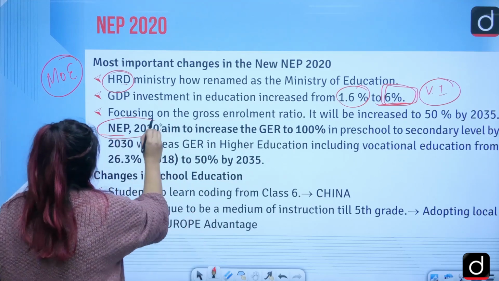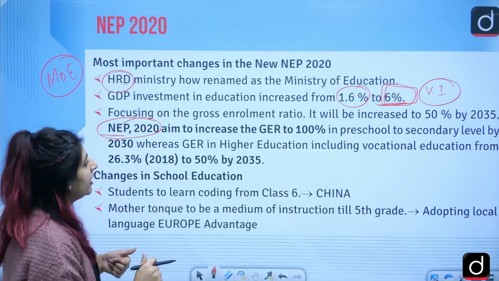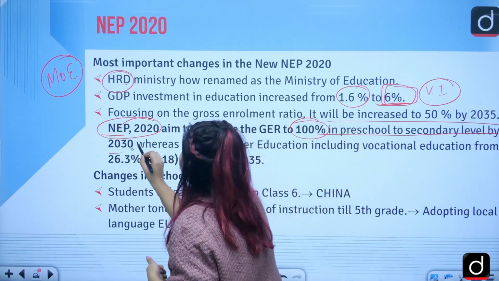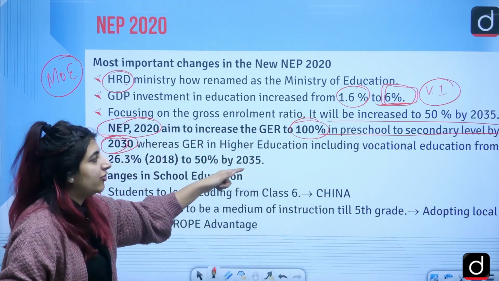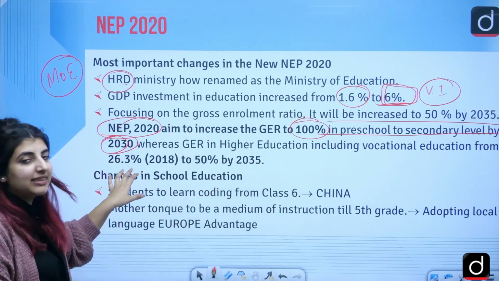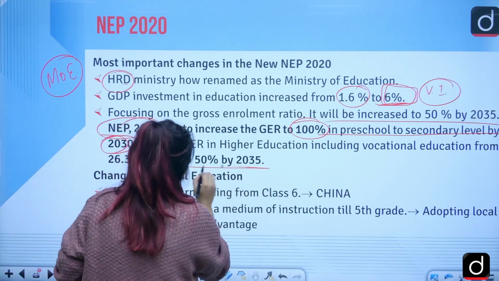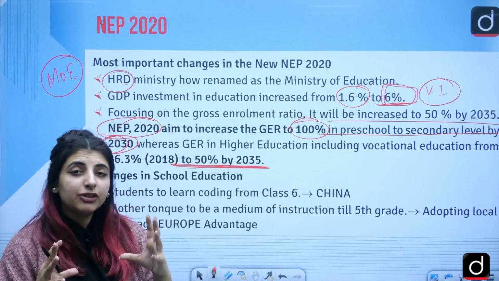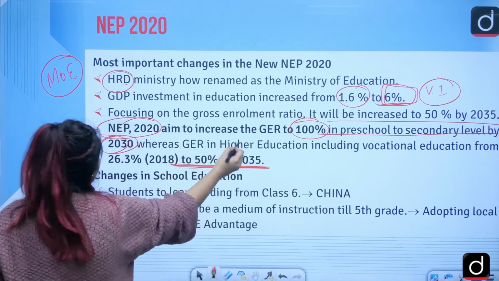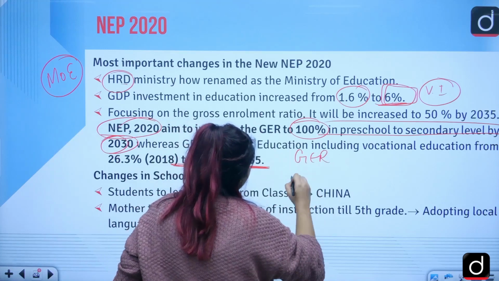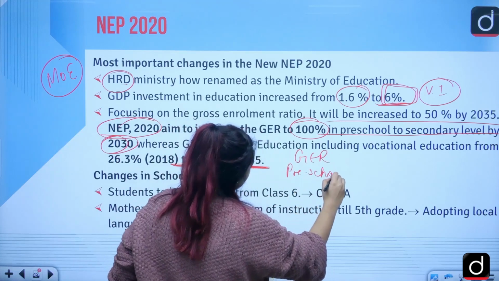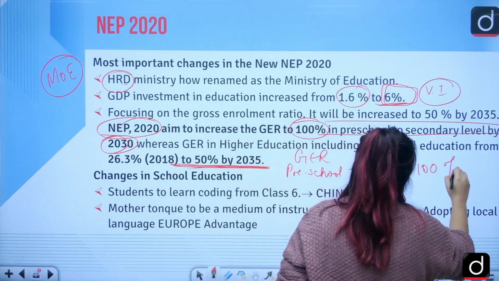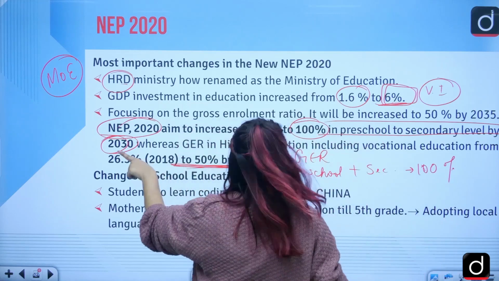But NEP 2020 aims to increase the gross enrollment ratio to 100% in preschool to secondary level by 2030, whereas in higher education, including vocational education, from 26.3% to 50% by 2035. So you see the differentiation here. First of all, you can write it down like this: gross enrollment ratio in preschool and secondary school will be 100%, right? By when? 100% by 2030.